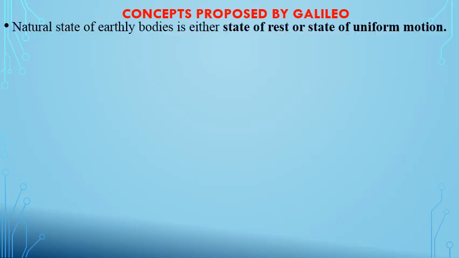Now see the following concepts proposed by Galileo about force, motion, and inertia. What is the first concept? The natural state of earthly bodies is either a state of rest or a state of uniform motion. It means earthly bodies are either moving or naturally at rest, when we are not giving any kind of force. So that is the first concept.